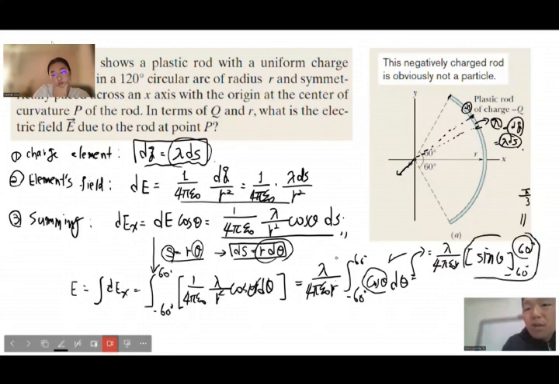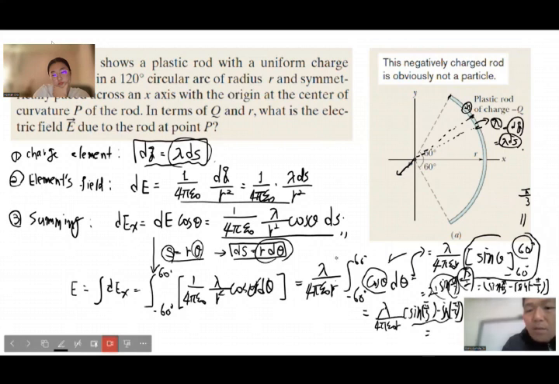So this one is sine pi over 3 minus sine minus pi over 3. So that results in lambda over 4 pi epsilon naught r times sine pi over 3 minus sine minus pi over 3. So that is the same as 2 times sine pi over 3, and this one is square root 3 over 2. So that is just the square root of 3.